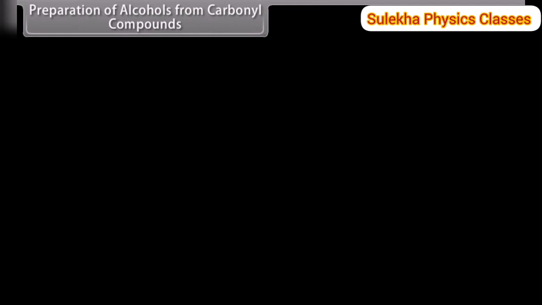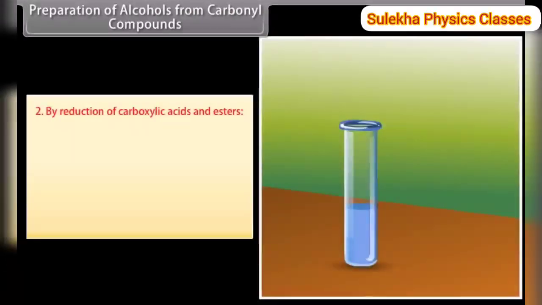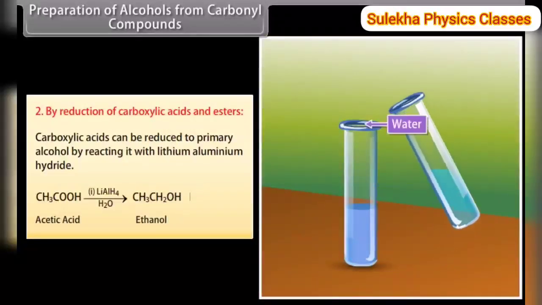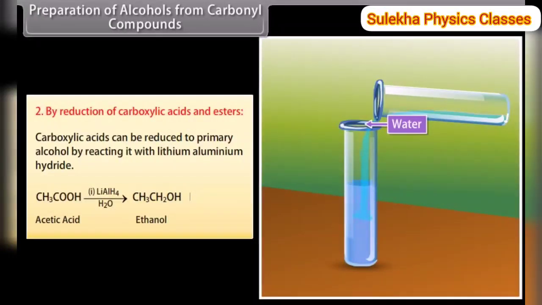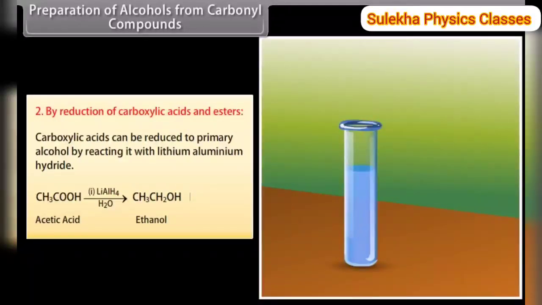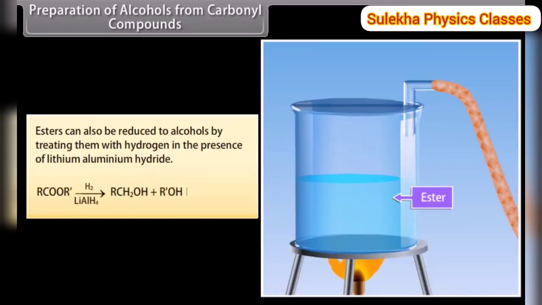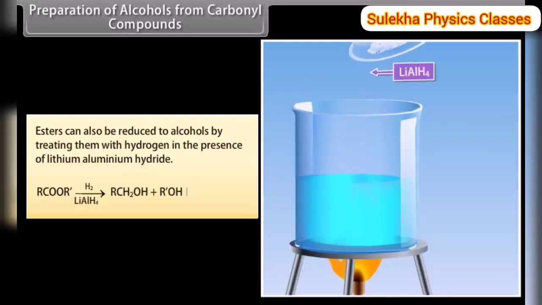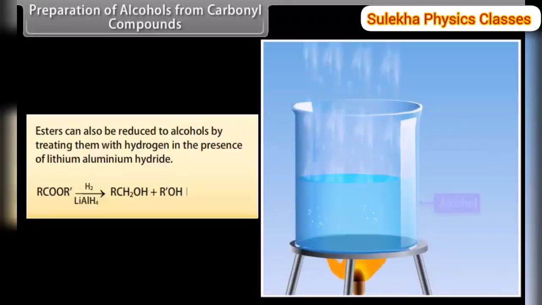From carbonyl compounds. By reduction of carboxylic acids and esters. Carboxylic acids can be reduced to primary alcohol by reacting them with lithium aluminium hydride. Acetic acid is treated with lithium aluminium hydride and then water, which forms ethanol. Esters can also be reduced to alcohols by treating them with hydrogen in the presence of lithium aluminium hydride.